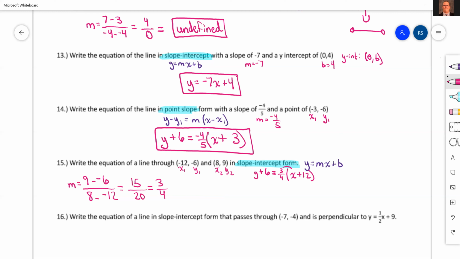Now let's distribute my 3/4. So y plus 6 equals 3/4 x plus 3/4 times 12 is 9. Subtract 6. We'll get y equals 3/4 x plus 3. There's our final answer.